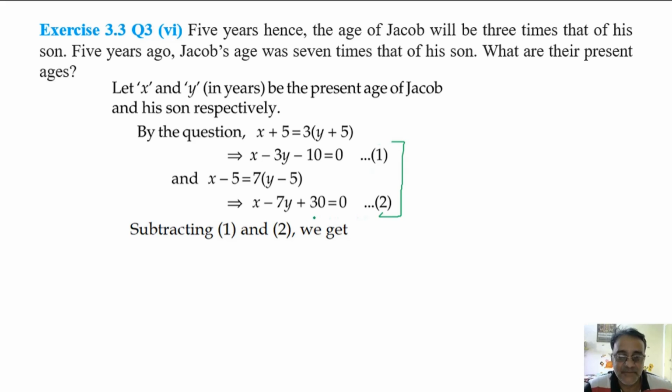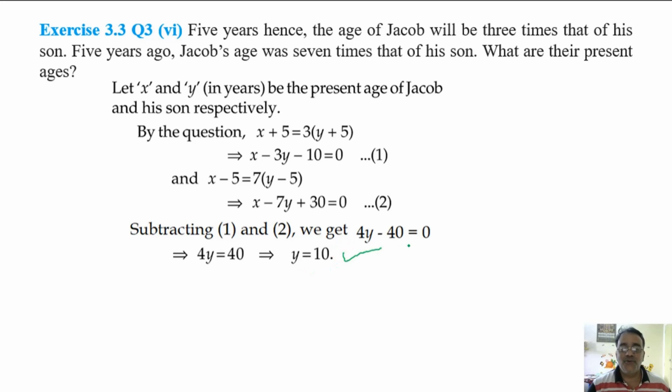Let's subtract. So minus plus minus. These two will be cancelled, and here we are getting 4y minus 10 minus 30, minus 40 is equals to 0. Or 4y is equals to 40 also we can write, but we have to write first 4y minus 40 is equals to 0. Then this will imply 4y is equals to 40 and y is equals to 10. Right. So we got the value of y.